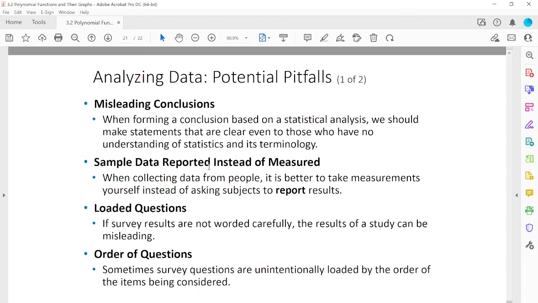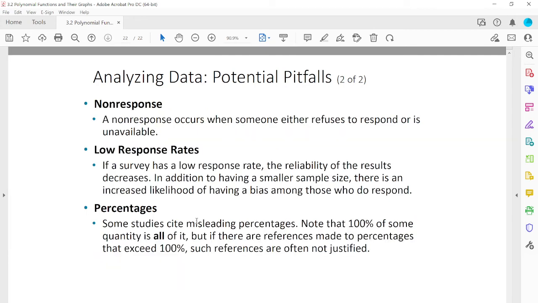Sample data reported instead of measured. When collecting data from people, it is better to take measurements yourself instead of asking subjects to report results. A self-reported sample does not give actual correct information. Loaded question: if survey questions are not worded carefully, the way we ask the question could give different answers. The result of a study can be misleading, and sometimes the order of questions could also affect the answering. So we have to think about these things while analyzing the data.